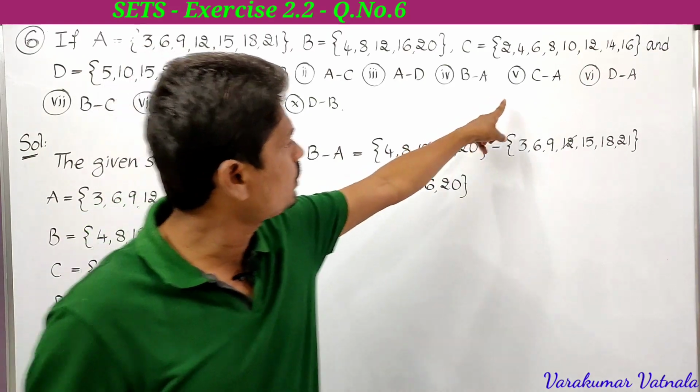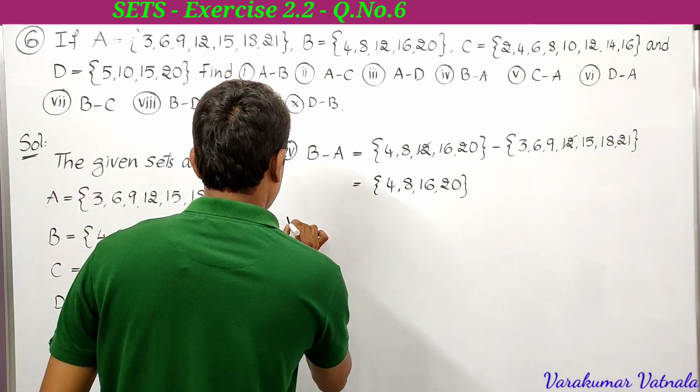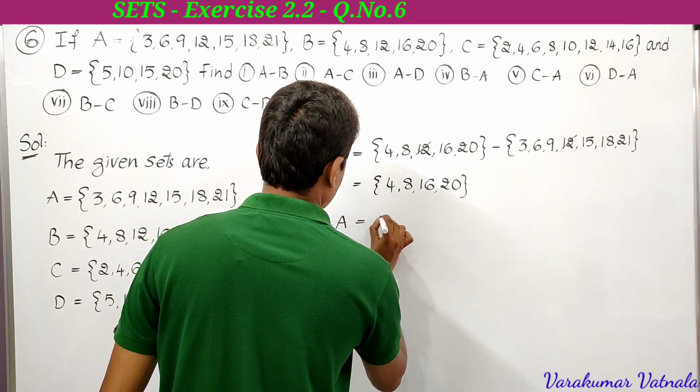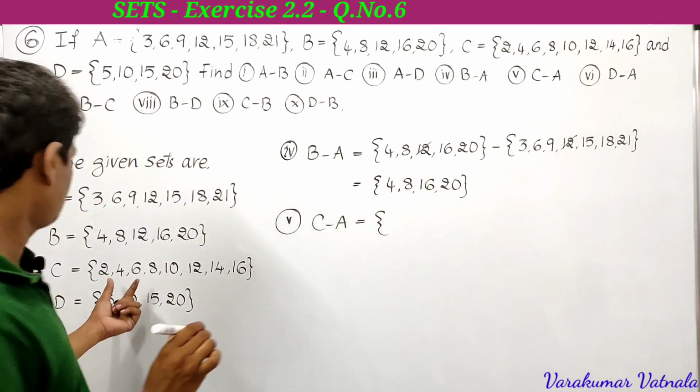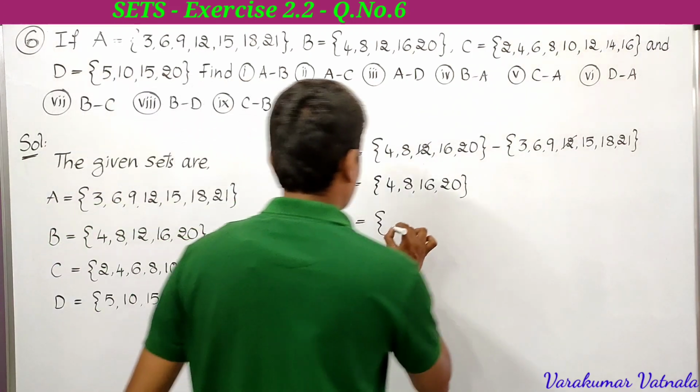So next, the fifth one, you have to find C minus A. Fifth one, C minus A. First we have to write set C. Next we have to write set A. So this is set C: 2, 4, 6, 8, 10, 12, 14, 16.